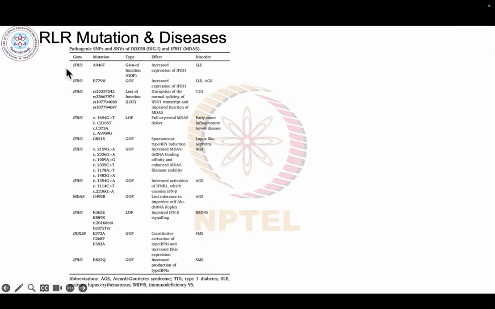RLR mutations and diseases. There are different genes where several mutations are associated, and these mutations can be gain of function or loss of function mutations. The effects include increased expression of IFIH1, disruption of the normal splicing, and so on. And there are different disorders like SLE, AGS, T1D.